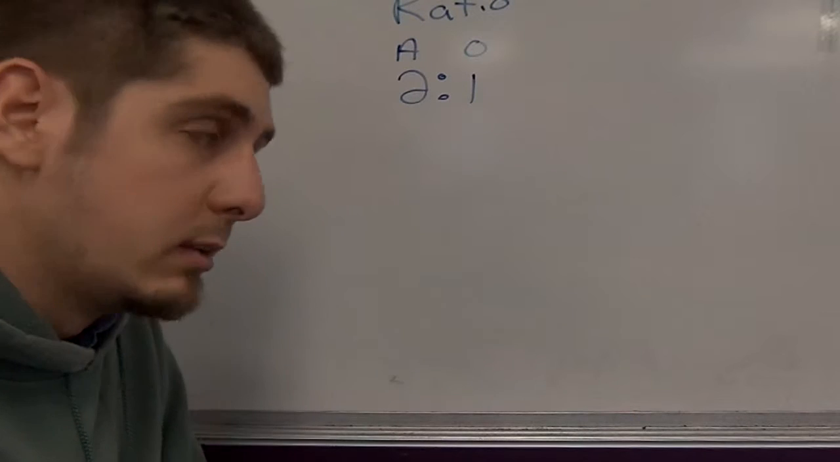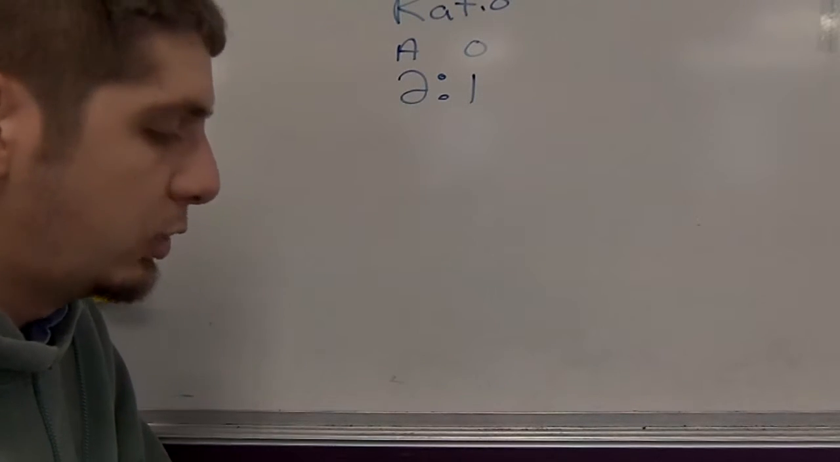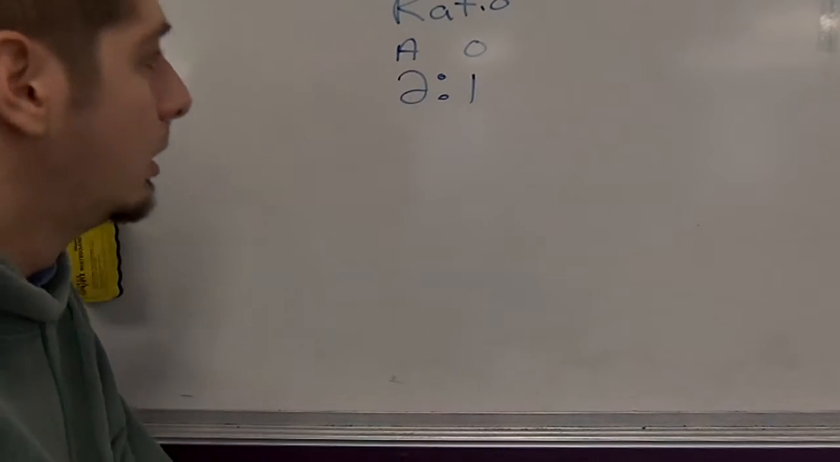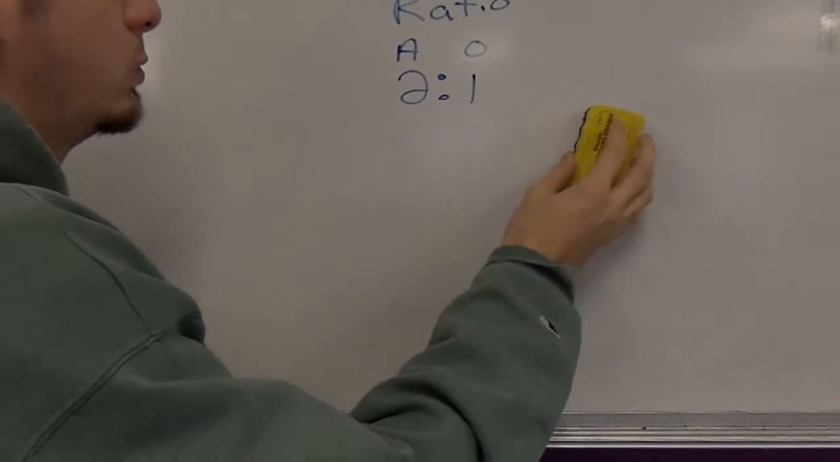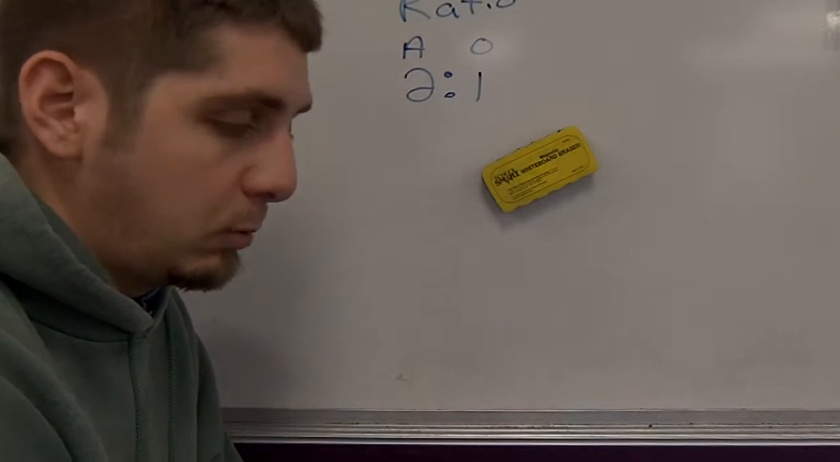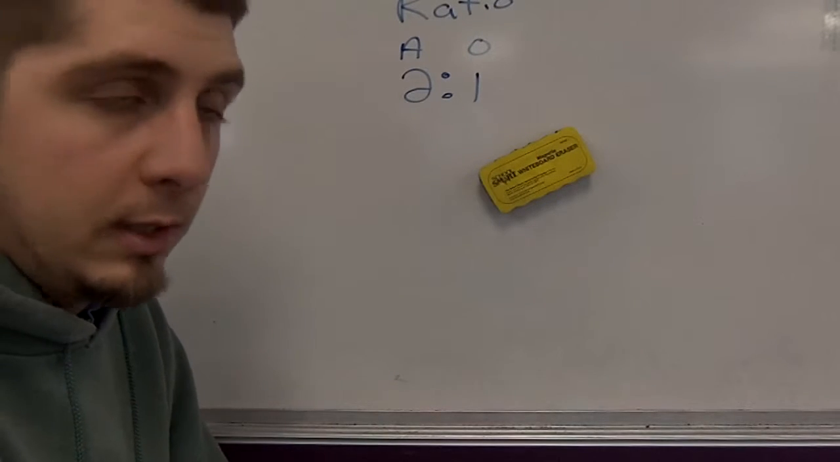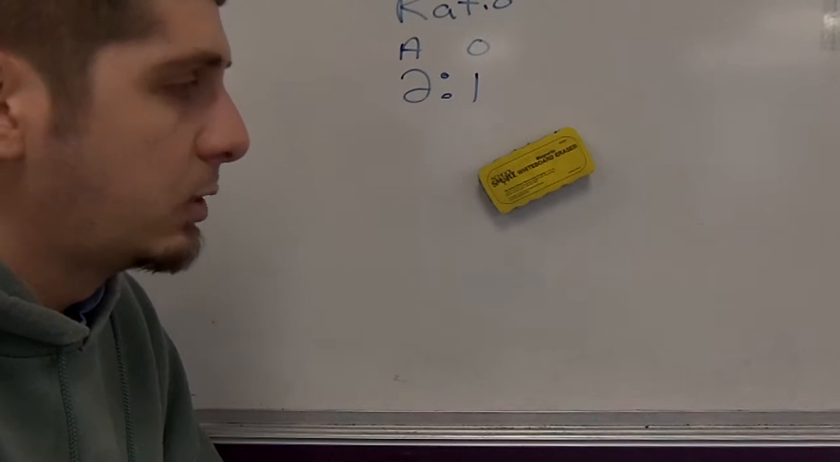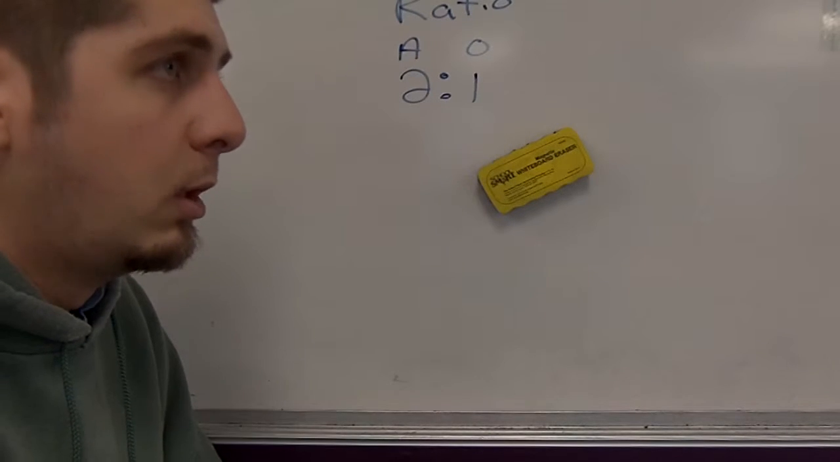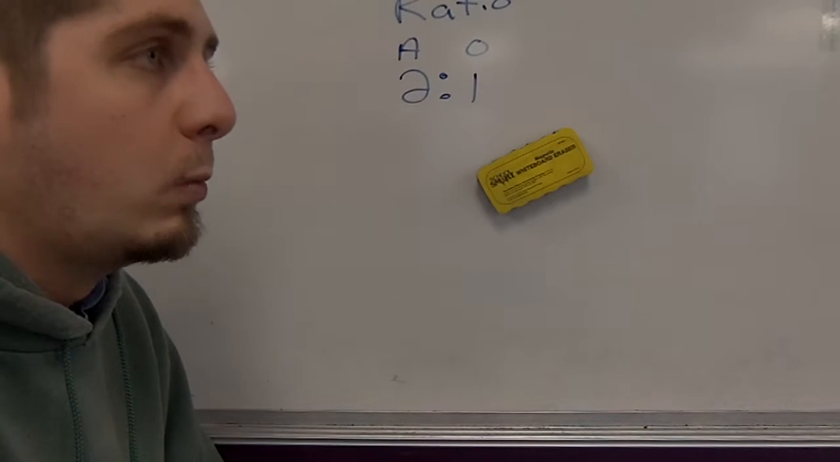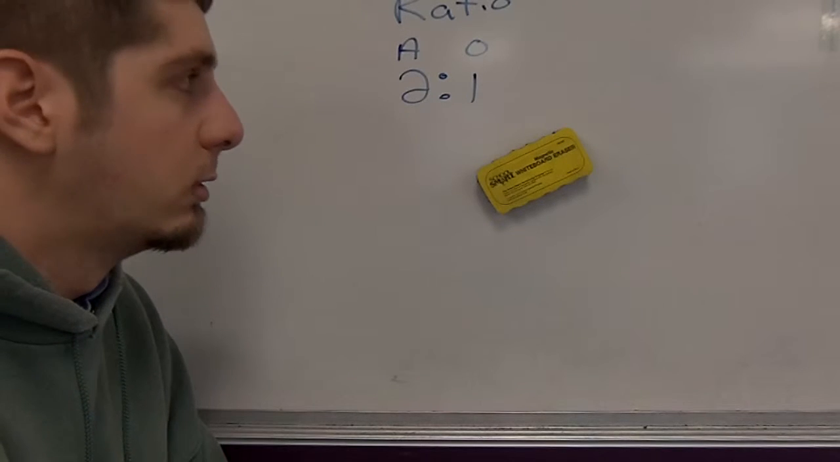I'm Mr. Kangas, and today we're going to talk about Chapter 6, Section 1, Ratios. We're going to do two things in this video. We're going to talk about what ratios are, and we're going to talk about how to express a ratio as a fraction. And I guess we'll actually be doing a third thing, which is explaining what we can do with the fraction form of a ratio.